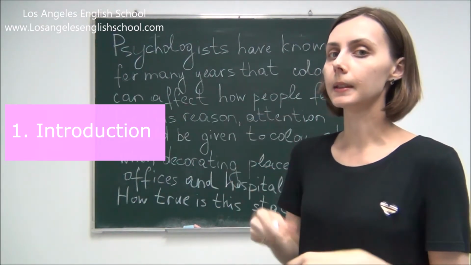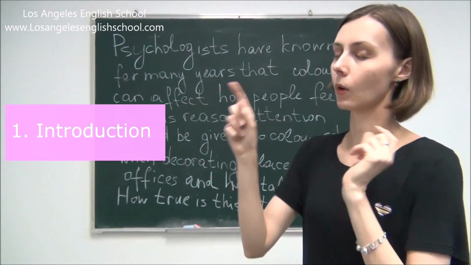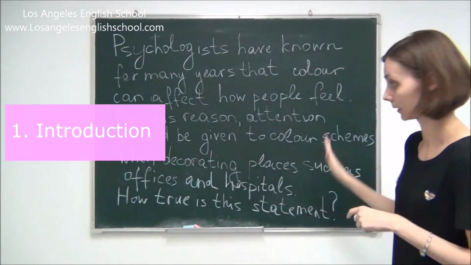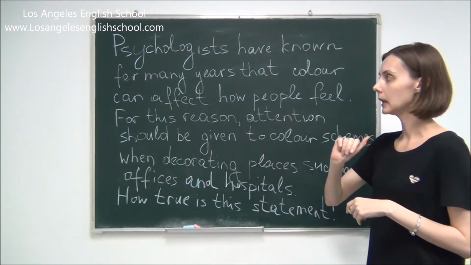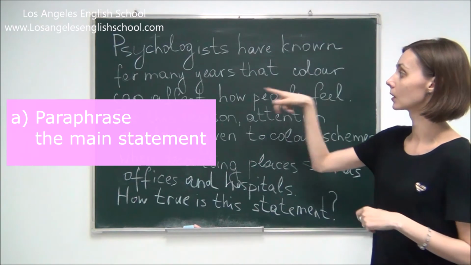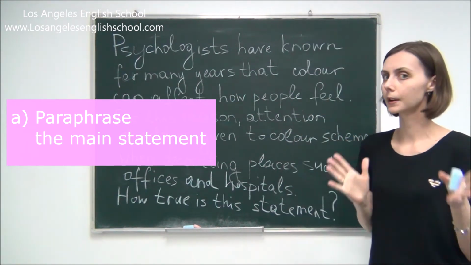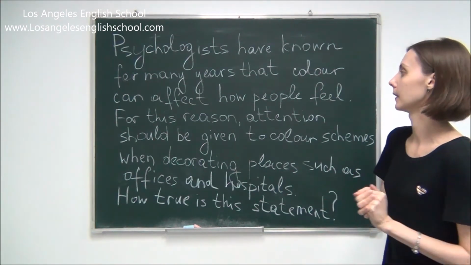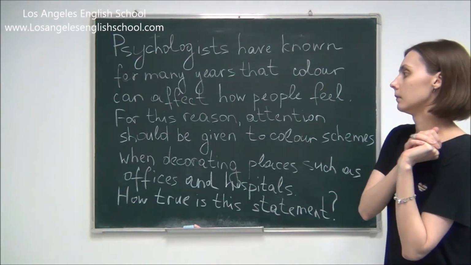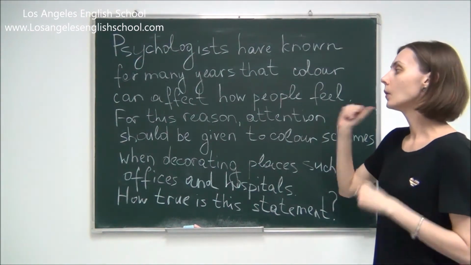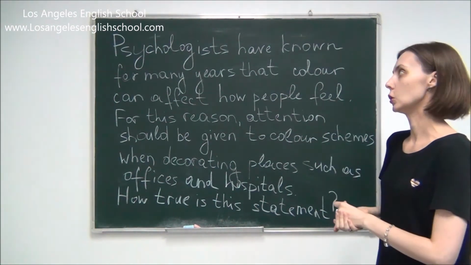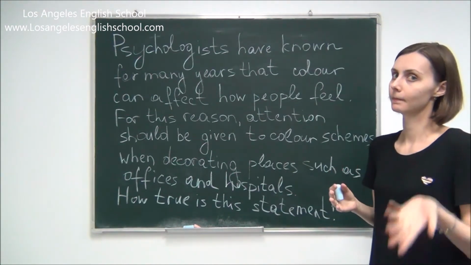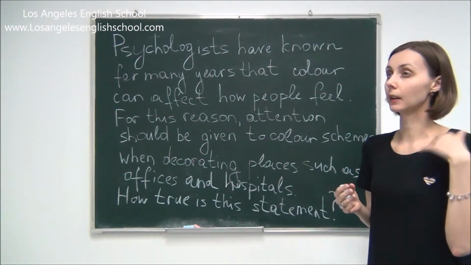The first one is the introduction. So how to write the introduction? You just have a look at your question, and you need to rephrase the first sentence of the task. For example, here we have: psychologists have known for many years that color can affect how people feel. This is the first sentence. How to rephrase the sentence? You just need to rephrase as many words as possible. You just need to think about different synonyms.